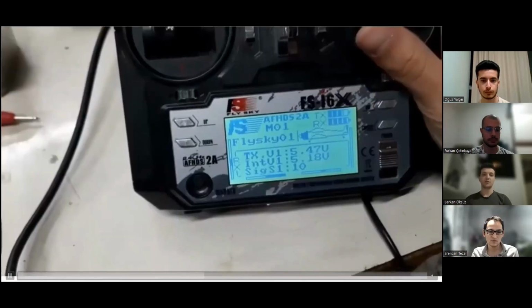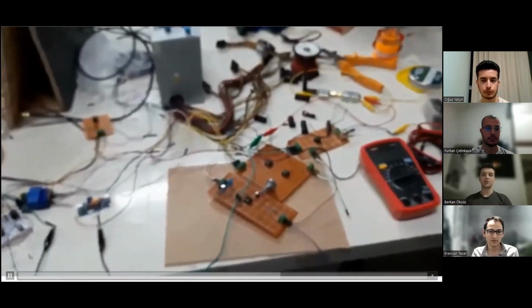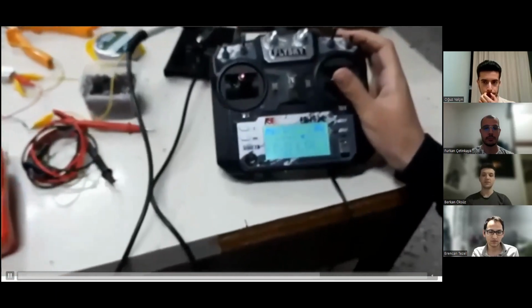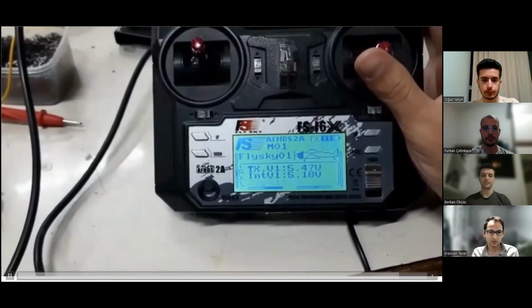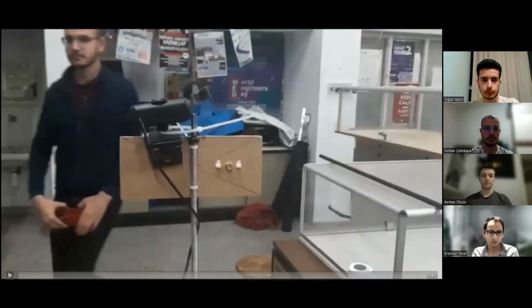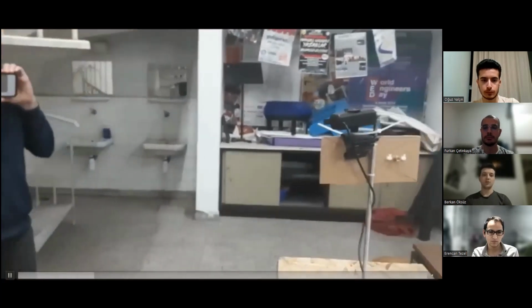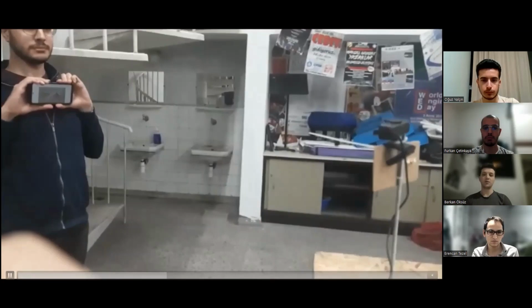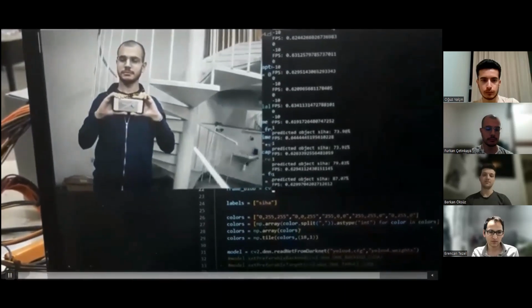Then we see our electronic circuits. Here you can see the receiver is receiving signal at level 10. When our system starts to work, the signal level drops to 0, as you can see. Here you can see the test of our AI model. You can see that our camera, which normally scans 36 degrees, locks on when it detects a target.